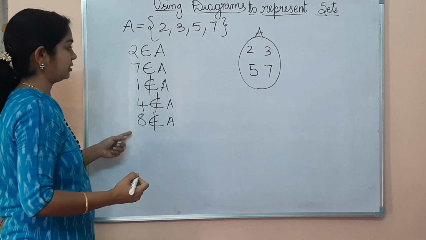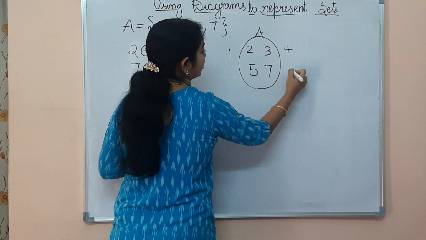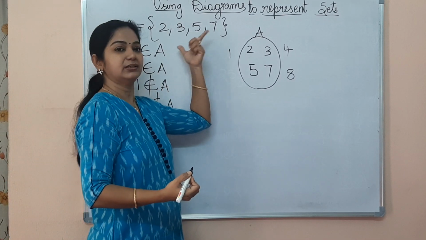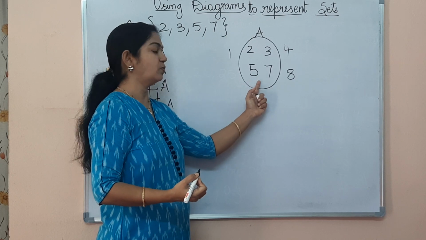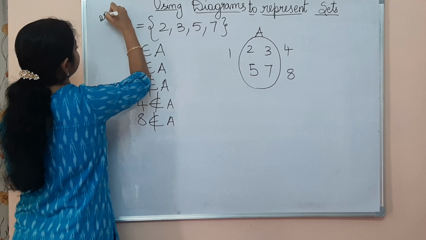So these elements, where do I write? Outside the set, like 1 here, 4, 8. We write them outside the set. Only the elements present in the set A I have represented in the oval shape. Okay. And let me take another example.